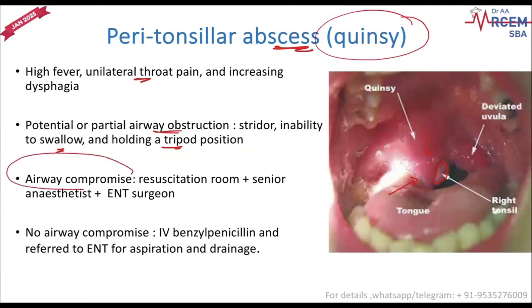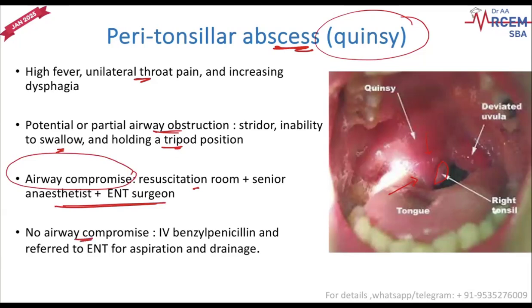If the airway might be compromised, as suggested by the clinical findings, make sure the patient is in the resuscitation room and you have the ENT and the anesthetics available at the bedside before you even prick that patient, because he might have a respiratory arrest at any point of time.